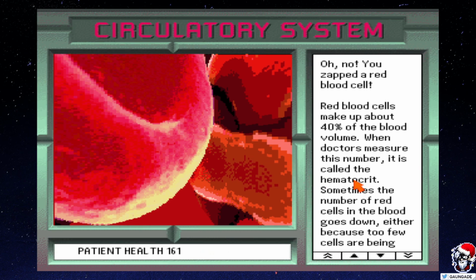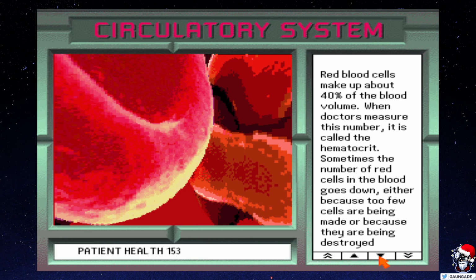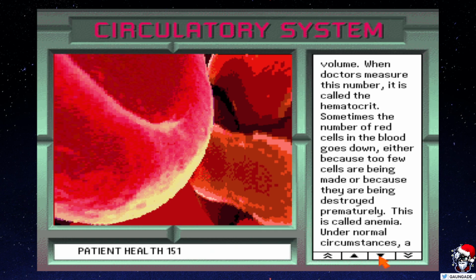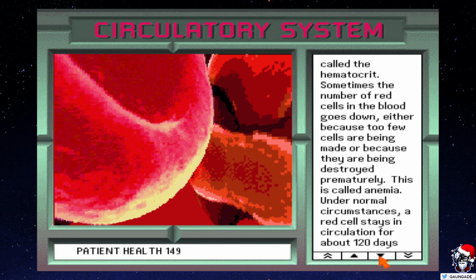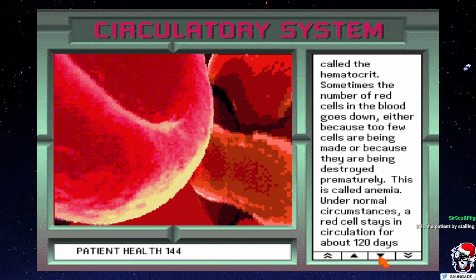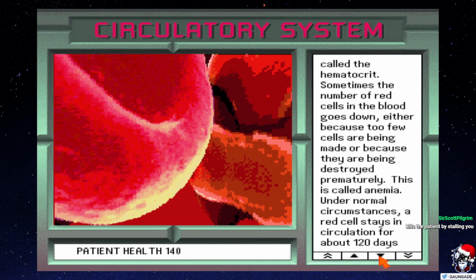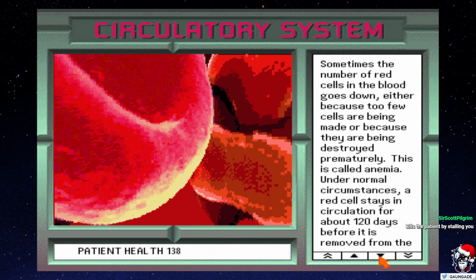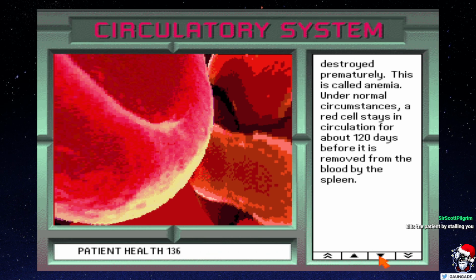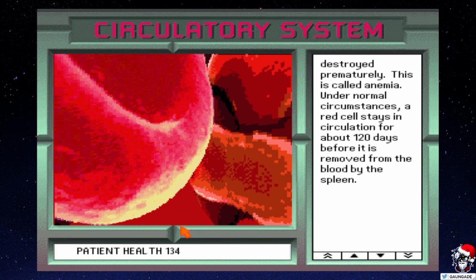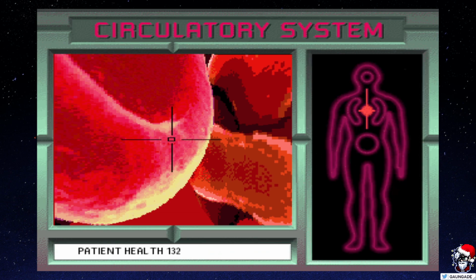Oh! Oh no! You zapped a red blood cell. Red blood cells make up about 30% of the blood volume. When doctors measure this number, it is called the hematocrit. Sometimes the number of red cells in the blood goes down, either because too few cells are being made or because they are being destroyed prematurely. This is called anemia. Under normal circumstances, a red cell stays in circulation for about 120 days before it is removed from the blood by the spleen.